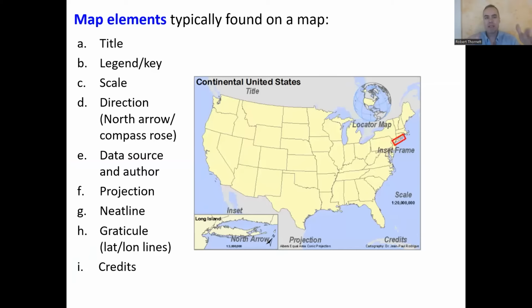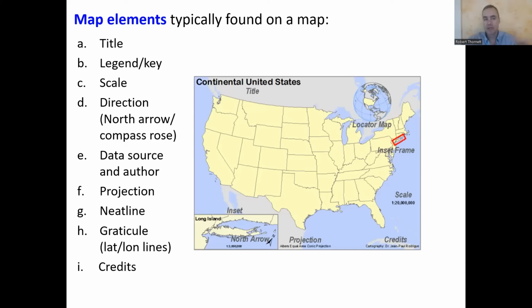Let's look at some of the map elements. These are elements that you typically find on a map, and not always, because there's no map police coming around ensuring that everyone puts the same elements on a map. But at the same time, these are the elements that on a real sophisticated map, you would hopefully want all of these things. There are all different levels of maps and different needs depending on the audience.